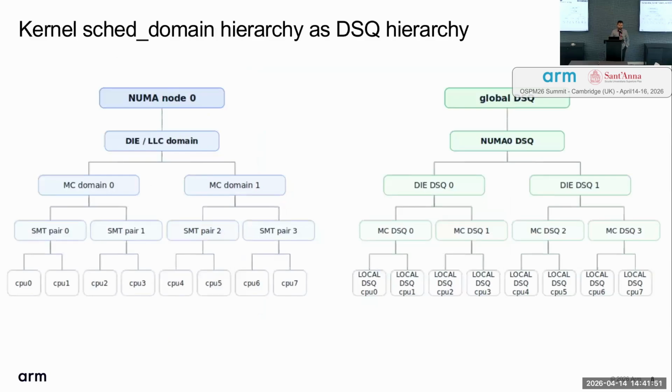So looking at DSQs, this is what the kernel sched domain hierarchy looks like on the left-hand side, and on the right-hand side it's basically the same thing, just implemented as DSQs. It doesn't have to be this way. This is just one way to do it. So just to imagine, local DSQ CPU 0 is empty, then it can go up the hierarchy, see if there's a task waiting to be scheduled in the MC DSQ 0 and go down there.